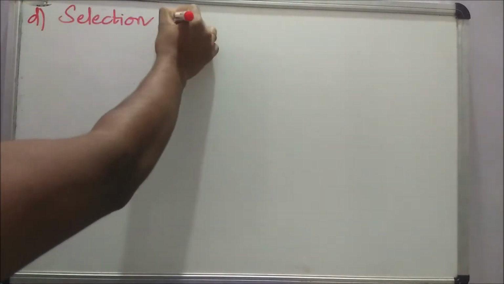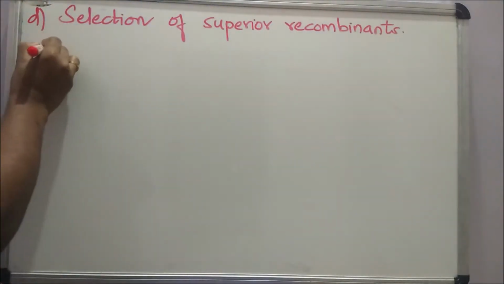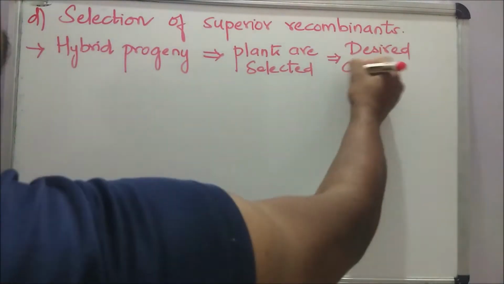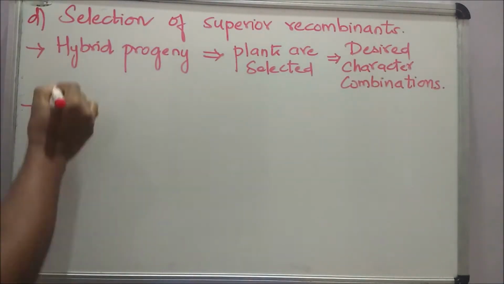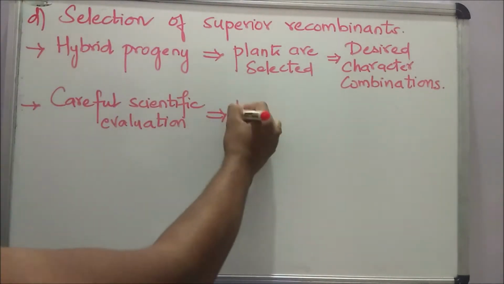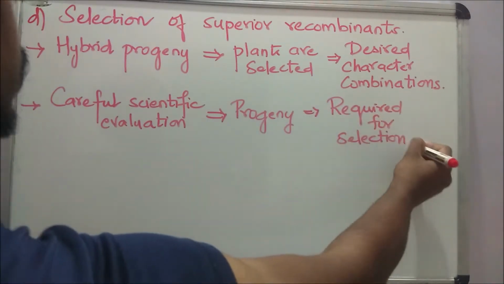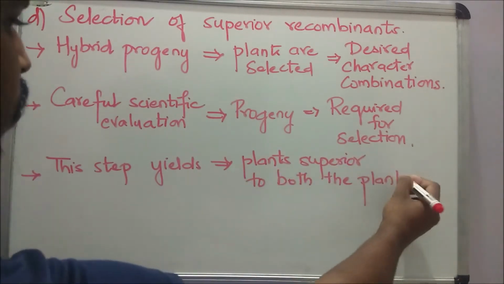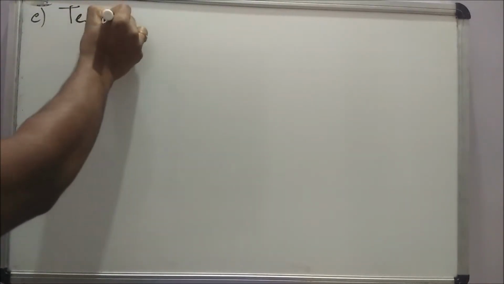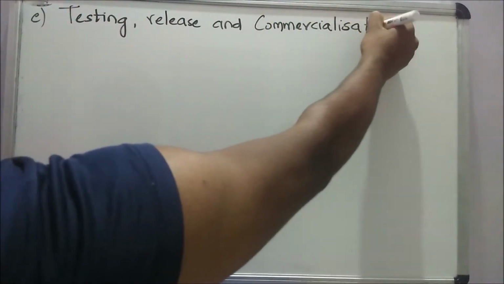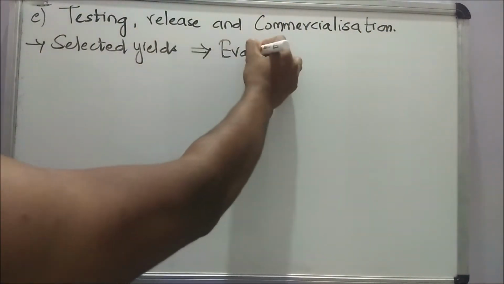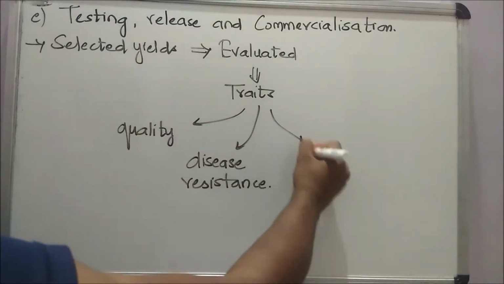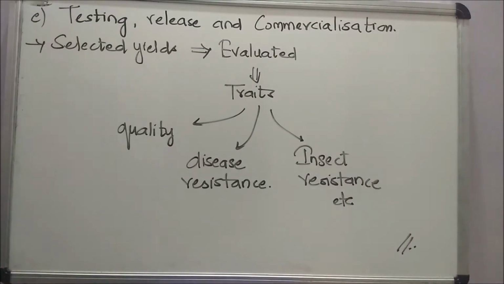The fourth step involves the selection of superior recombinants. Among the hybrid progeny, those plants are selected which have the desired character combinations. Careful scientific evaluation of progeny is required for selection. This step yields the plant that is superior to both the parent plants. The fifth step involves the testing, release and commercialization. Selected yields are evaluated for traits like quality, disease resistance, insect resistance, etc.